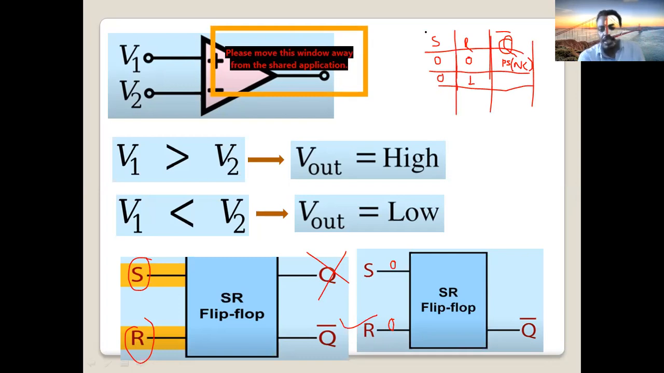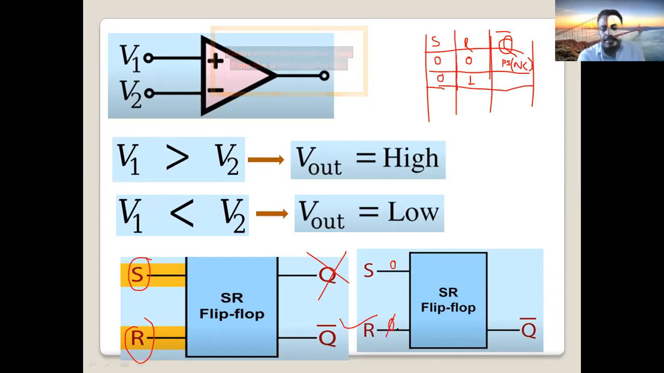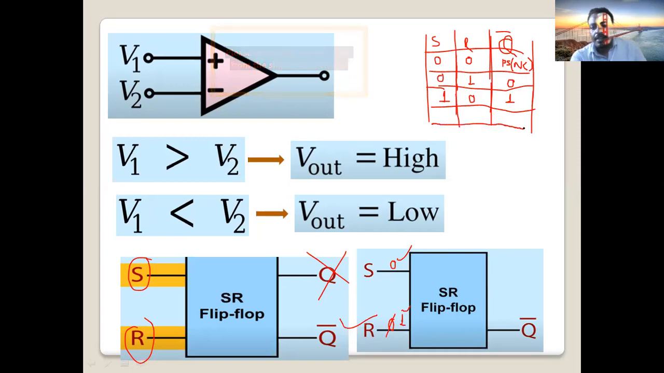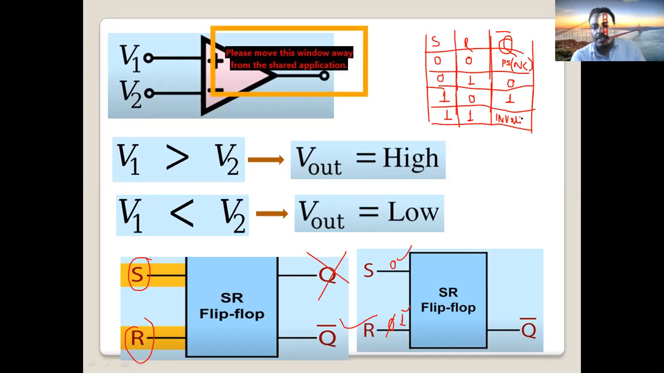We are seeing the truth table of this SR flip-flop. Now, if set is 0 and reset is 1, what will be the output? The output will be 0. It will be off. Q bar will be off state. Now, if set is 1 and reset is 0, the output will be 1. What will happen if both are 1? This state is called invalid state. We don't know the output here. Undetermined, invalid state. So that is the truth table of the SR flip-flop.